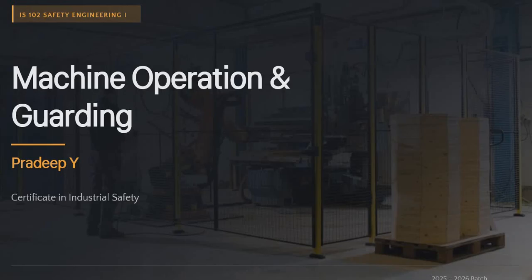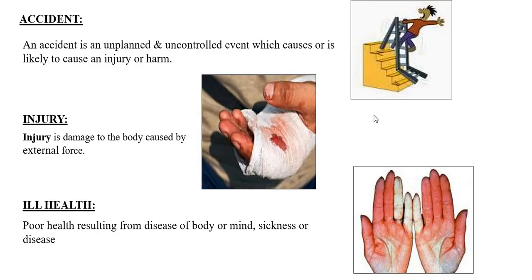So once again, the chapter is mission, operation, and guarding. It is about certificated industrial safety. Before going further, I want to remind you, or I want to know about a few definitions, because now we need to be familiar with these definitions. Maybe those people who are experienced, fine, and those people who are freshers, they have to know this.